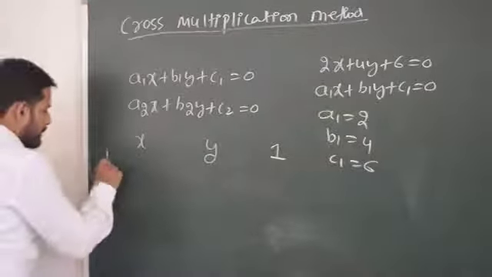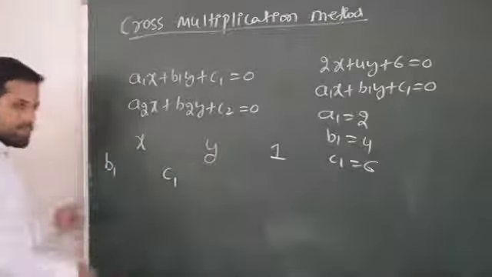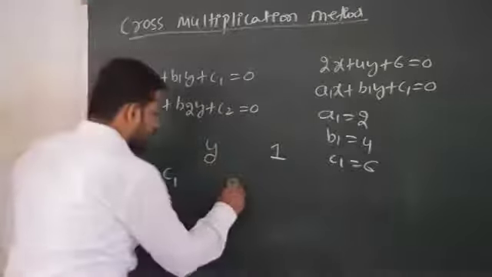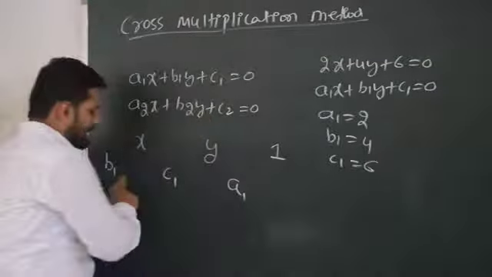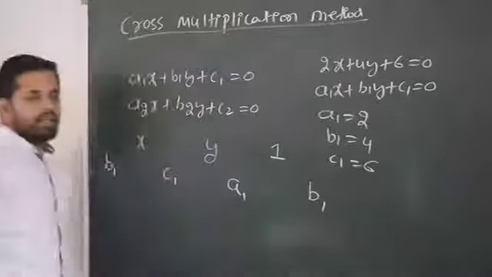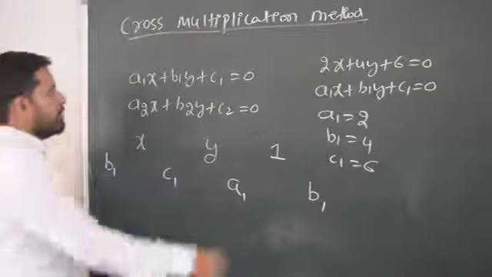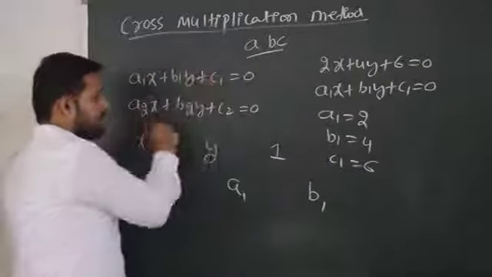Then you have to start from b1 here. After b what comes? c comes, no? c1. After c what comes? a comes, no? a1. After that what comes? Tell me. b, c, a. After a what comes? b, right? Again b. I hope it is clear. We have only three letters, a, b, c: a1, b1, c1, a2, b2, c2.